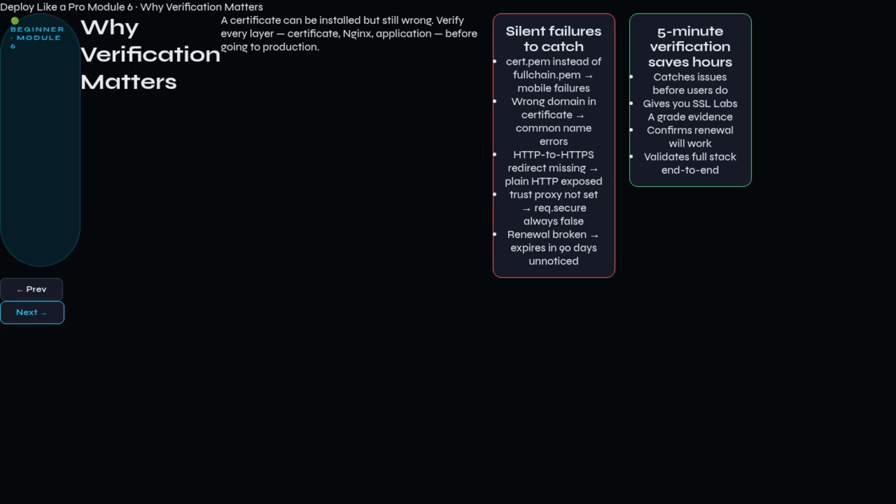The certificate for a different domain causes common name errors. An incomplete certificate chain shows the lock icon on Chrome but fails on Firefox or older Android browsers. Expired certificates are silent failures if no monitoring is in place.